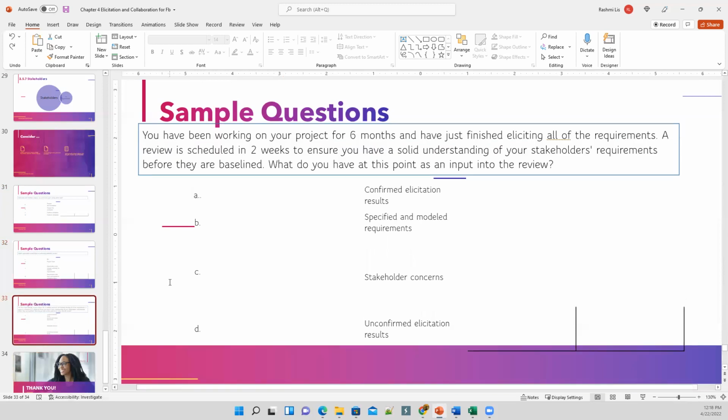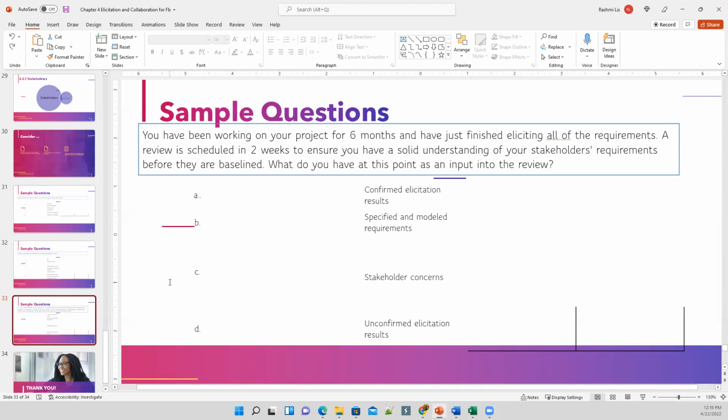The next one is: you have been working on your project for 6 months and have just finished eliciting all of the requirements. A review is scheduled in 2 weeks to ensure that you have a solid understanding of your stakeholders' requirements before they are baselined. What do you have at this point as an input into the review? Is it A, confirmed elicitation results, B, specified and modeled requirements, C, stakeholder concerns, or D, unconfirmed elicitation results?